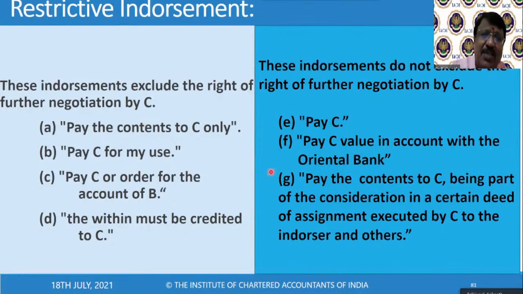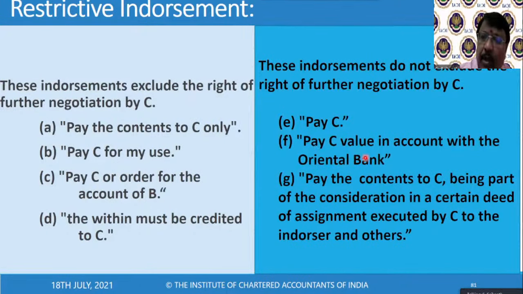Now, when you simply say pay C, it's a classic endorsement. Pay C, sign, endorsement. Further endorsement possible. There is no restriction on further negotiation. Pay C value in account with the Oriental Bank. No restriction. Okay? Except that we are saying pay it only to Oriental Bank. That's all we are saying here. But C can further endorse it. Okay? You're only saying the money has to go from the Oriental Bank.